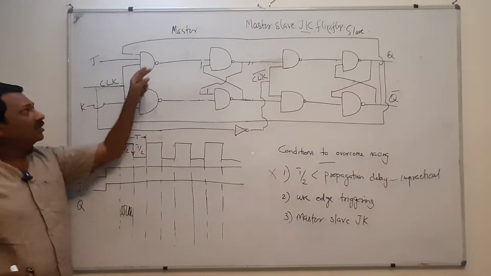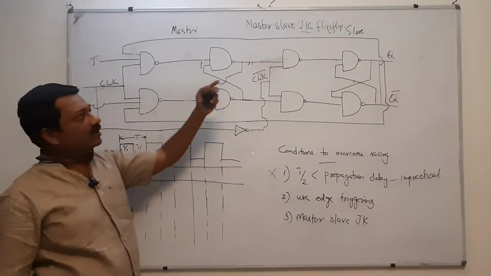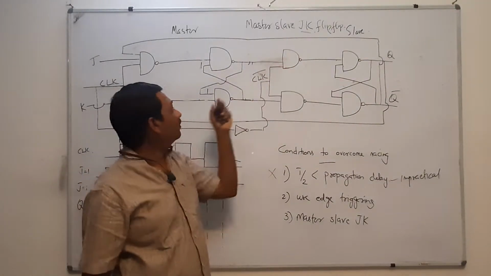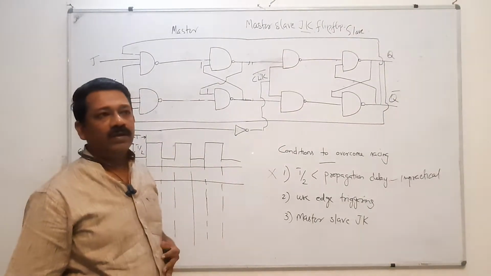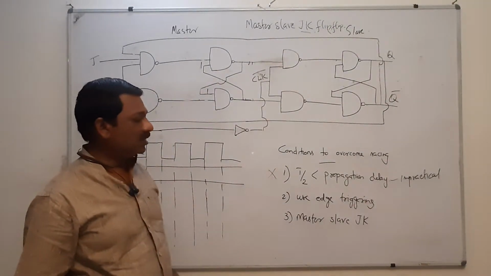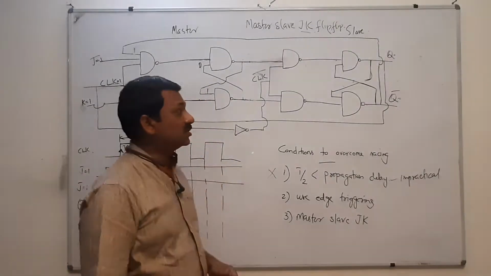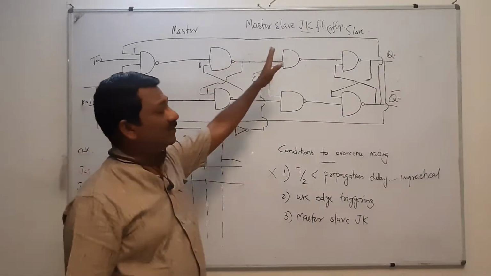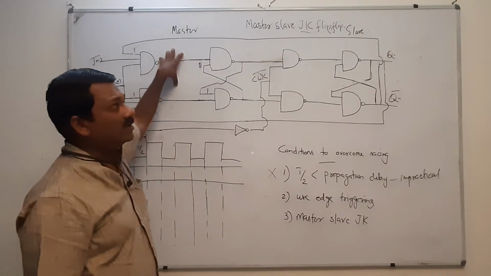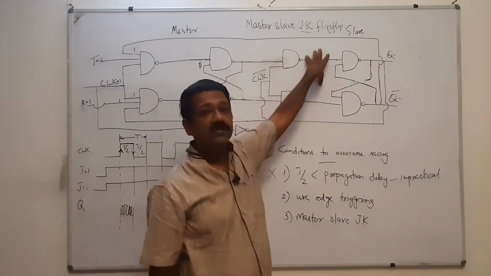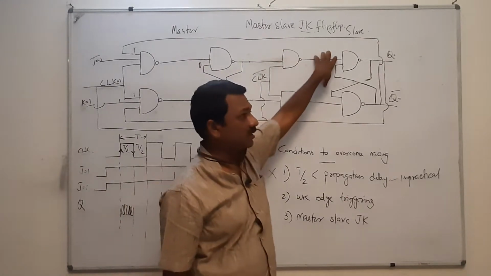And this master is working when the clock input is 1 and this slave is working when the clock pulse is 0. Okay. Now, how this is working, we are going to discuss that. Now we are going to discuss the operation of master slave JK flip flop. As you know, here this is acting as the master and this is acting as the slave.